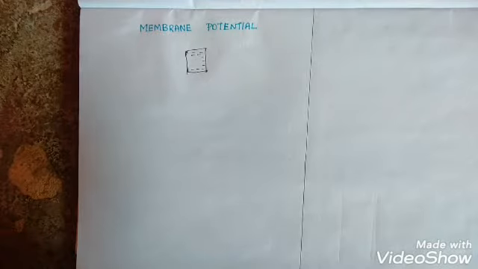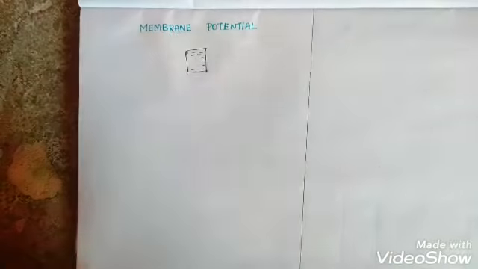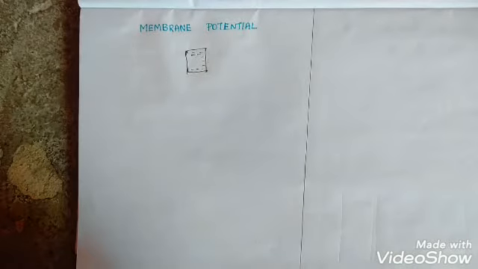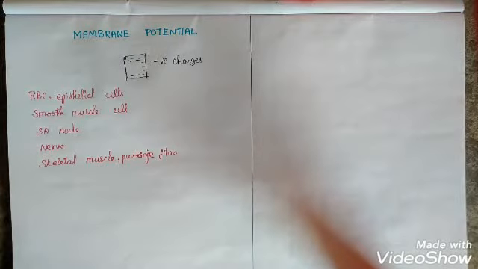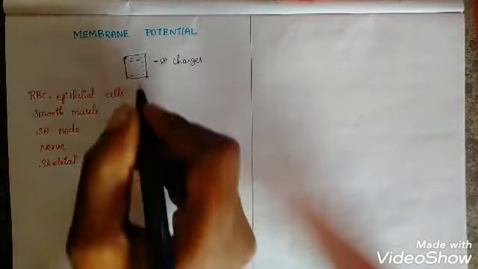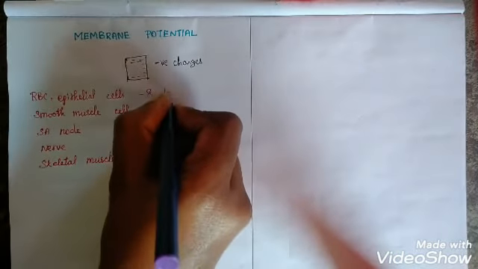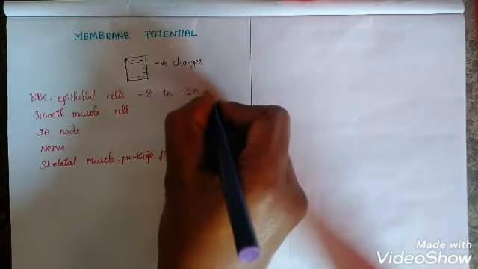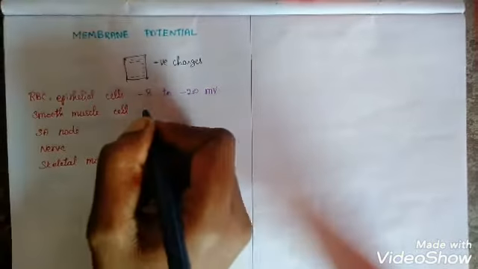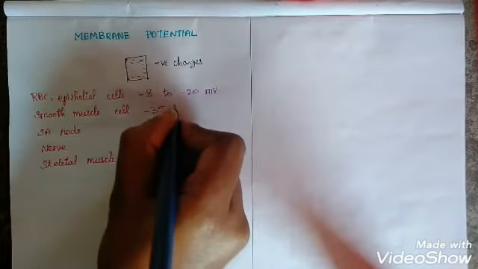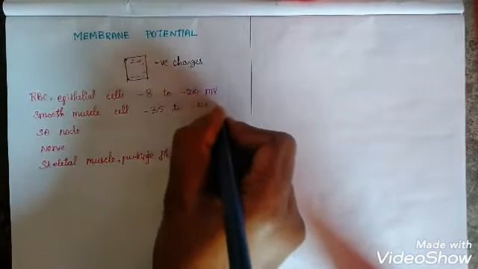So any potential that would be in the inner aspect of the membrane, and every cell has its own membrane potential, but the value differs. Let's see the value one by one. For RBC or epithelial cells, the membrane potential is -8 to -20 millivolts, and for smooth muscle cell, the membrane potential is -35 to -45 millivolts.